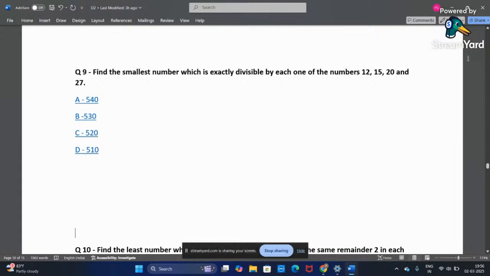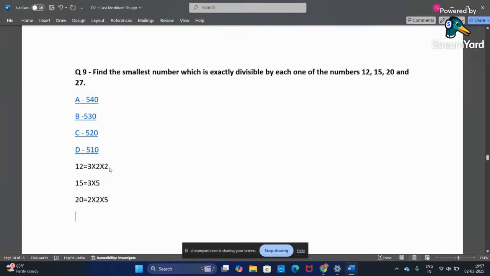For this, you need to find the LCM for all these numbers: 12, 15, 20 and 27. What are the values you are getting for 12? For 12 we are getting 3 into 2 into 2. 3 2s are 6, 6 2s are 12. Right. Then for 15, 3 into 5. For 20, 2 into 2 into 5.